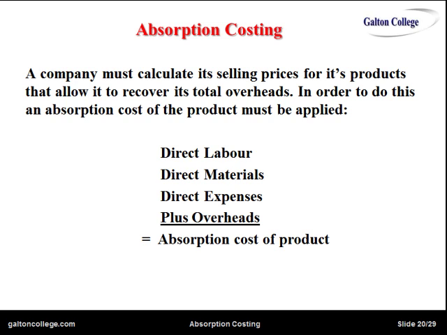Absorption costing. Well, a company must calculate its selling prices for its products so that it allows it to recover its total overheads. In order to do this, an absorption cost of the product must be applied. In other words, we have direct labour, clearly that's used to make the product, direct materials made from raw materials and semi-finished goods, direct expenses, whatever the direct expenses are, depends on the nature of the product, plus the overheads of the business, the rent, the rates, the utilities, all of the overheads, and those are apportioned so that the absorption cost of the product is then worked out. In other words, the selling price is based on a unit cost, which reflects not just the direct inputs, the direct costs, but also the overheads.